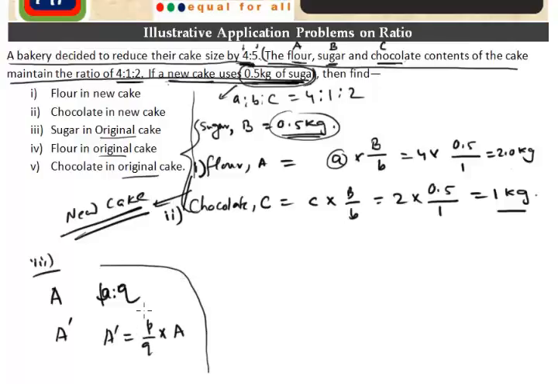So here the reduction ratio, that is P ratio Q, is 4:5. So this one is actually given, 4:5. Now all this sugar, flour and chocolate, these amounts are new in the new cake. That means A prime. So one by one, this sugar amount will be A prime. This flour amount will be A prime. Chocolate amount will be A prime. And correspondingly, this is the initial or original amount.